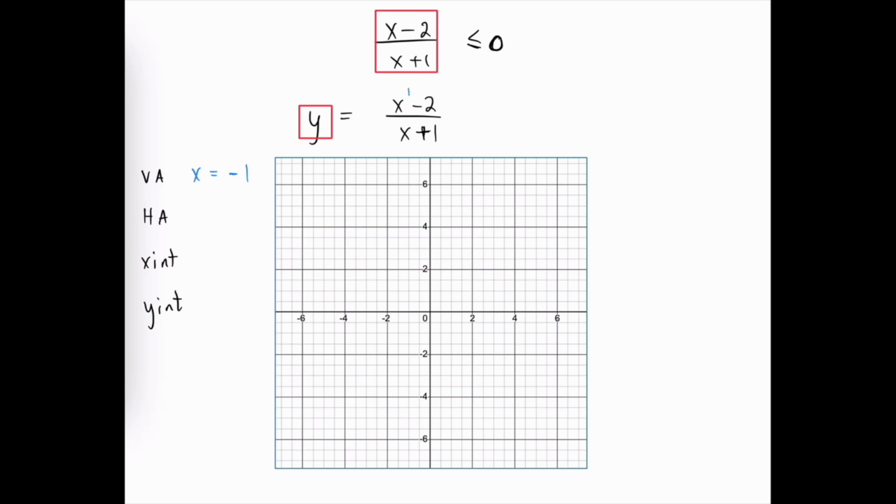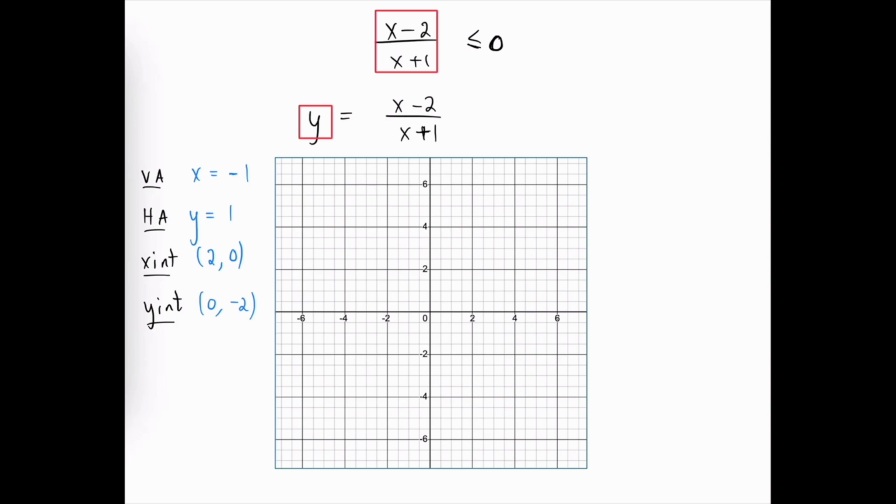When the degree of the top and the bottom are the same, the horizontal asymptote is going to occur at the y value that is the ratio of the leading coefficients. The leading coefficients here are 1 divided by 1, so 1 divided by 1 is 1. The x-intercepts occur at the zeros of the numerator, so x is equal to 2 will cause the y value output to be 0, and the y-intercepts occur at the y value that results when we plug in 0 for x. And when we plug in 0 for x here, we're going to get -2 over 1, which is -2. So now that we have these values, we can plot them on the Cartesian plane.